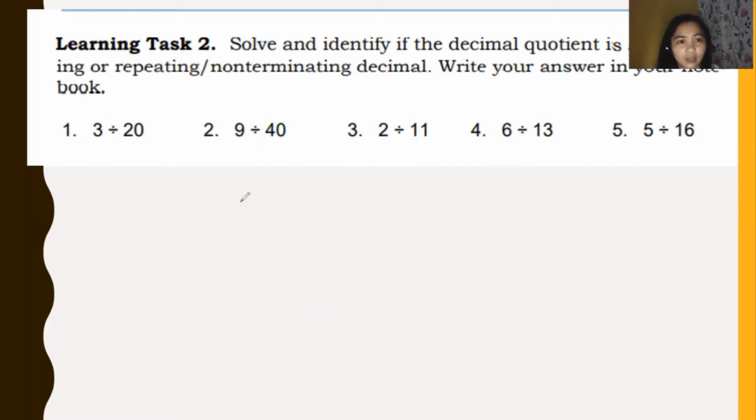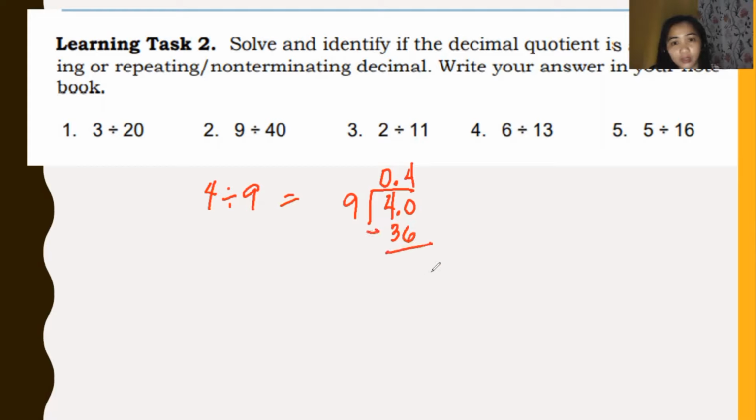Let's have another example. Another example is, we have 4 divided by 9. So we have here 4 divided by 9 is 0. Add decimal, add 0. 40 divided by 9 is 4, that is 36.